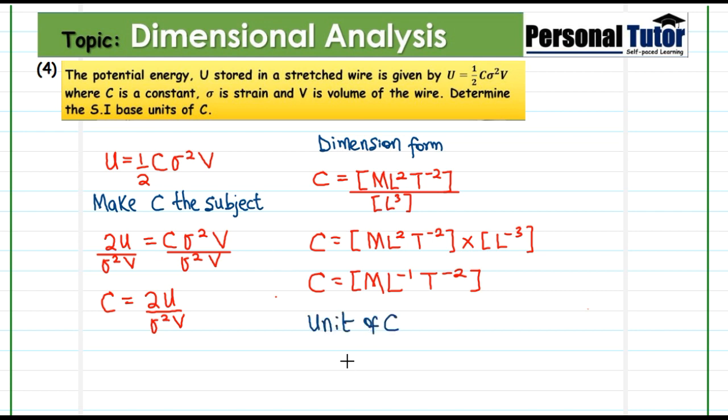It then becomes very easy to find the unit. So the unit of C is equal to, for this as mass, it has the unit kilogram. Length, meter, the power negative 1. Then T, seconds, the power negative 2. So this is the unit of C, kilogram per meter per second square.